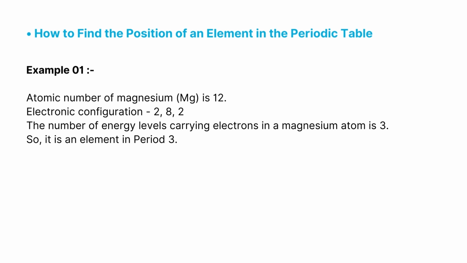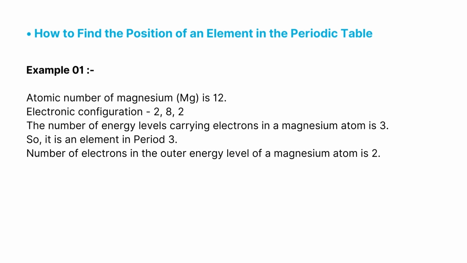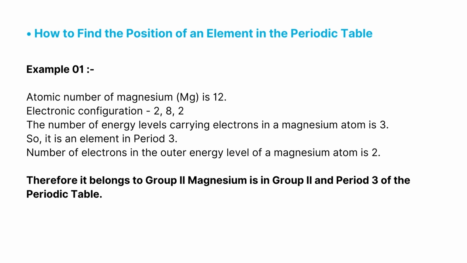So how do we identify the group number? The number of valence electrons. Magnesium has 2 valence electrons. So it has to belong to group 2. So magnesium is present in period 3 and group 2.